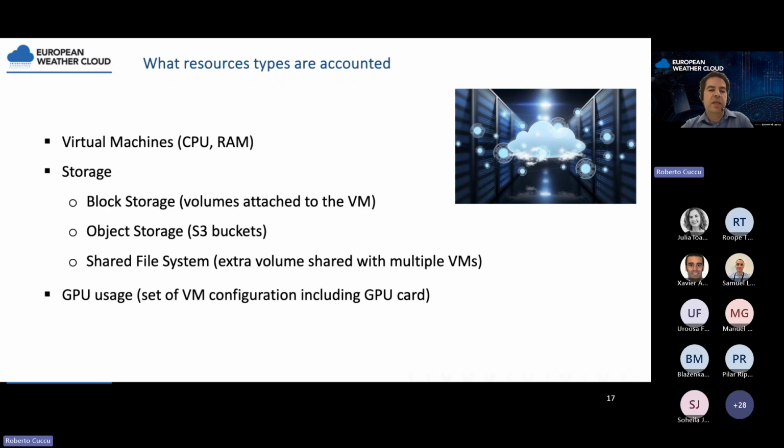The types of resources that are accounted are the usage of virtual machines, including the usage of CPU and RAM, all types of storage, which can be disk volumes attached to the virtual machine, or object storage, the known S3 buckets, but it can even be a shared file system. These are volumes that can be attached to multiple VMs. We account also for GPU usage, and that corresponds to a particular flavor of virtual machine configuration that also includes access to a GPU card.